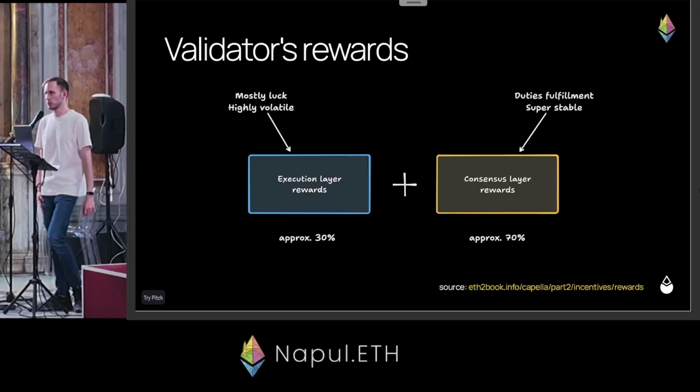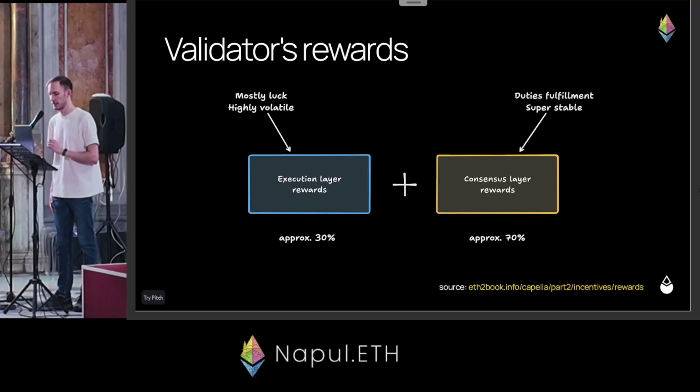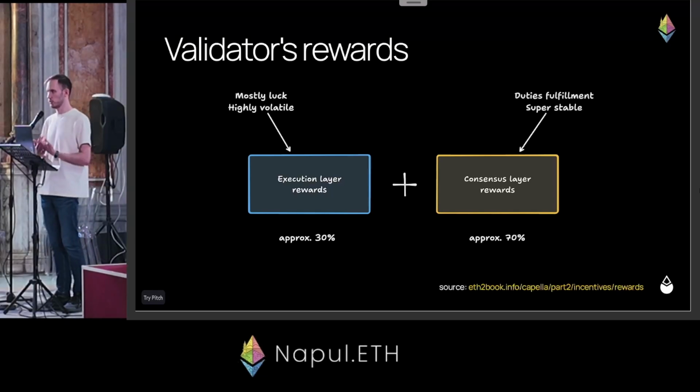And if you take a look at the long-term breakdown of rewards of a validator on Ethereum, you will see that about 70% of the rewards comes from consensus layer rewards. So it's the reward for the duties I've just described: block proposals, attestations, and sync committee participation. And these rewards are pretty stable. So if your validator performs well, you will get most of these rewards, and it will be 70% of your rewards in the long term.